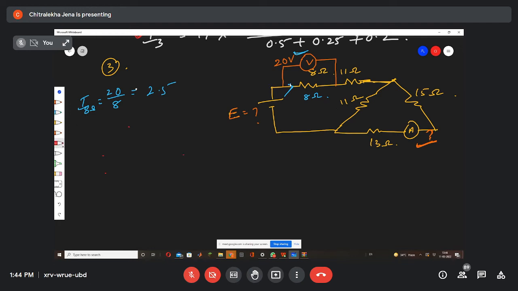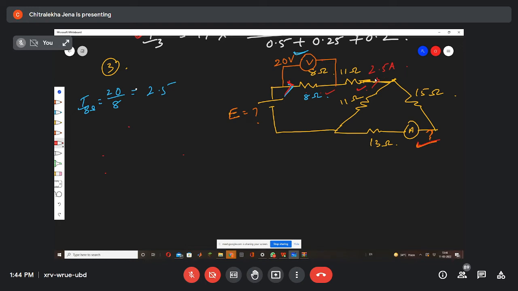Yes, ma'am. 8 ohm is there, the voltmeter is connected, it is showing you 20 volt. So that means the current here is 2.5 ampere. So that 2.5 ampere is also flowing in the 11 ohm because both are connected in series. Am I clear to all of you? Now this 2.5 ampere is going here. Now I want the current in the ammeter. What is the current in the ammeter?